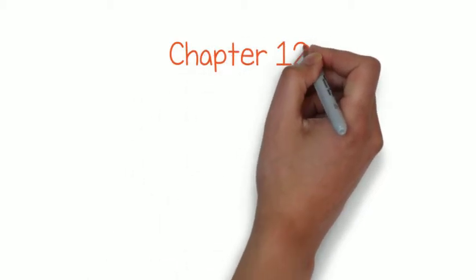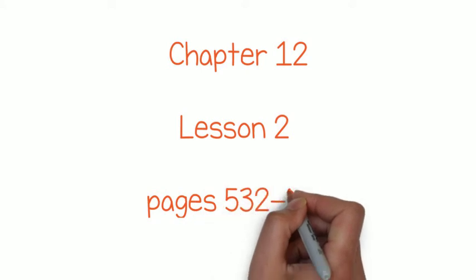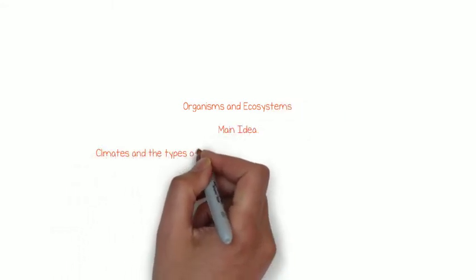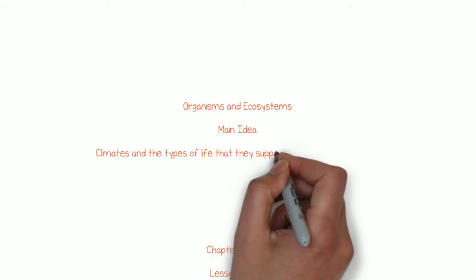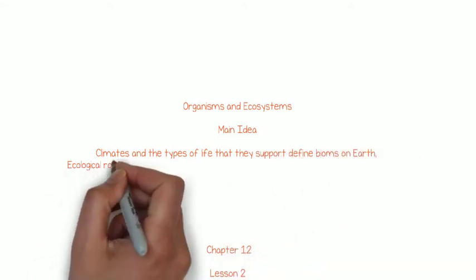Chapter 12, Lesson 2, pages 532 to 537. Organisms and ecosystems. Main idea: climates and the types of life that they support define biomes on Earth. Ecological roles are the same in different biomes but may be filled by different species.